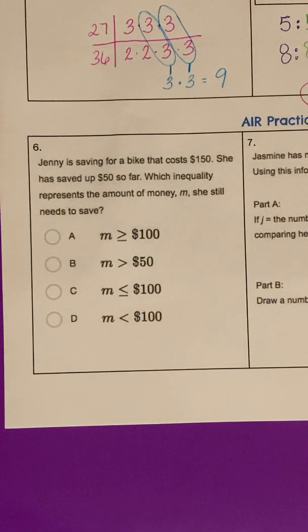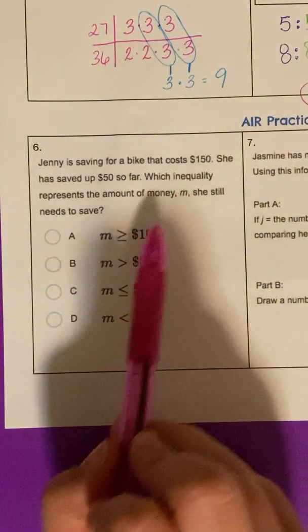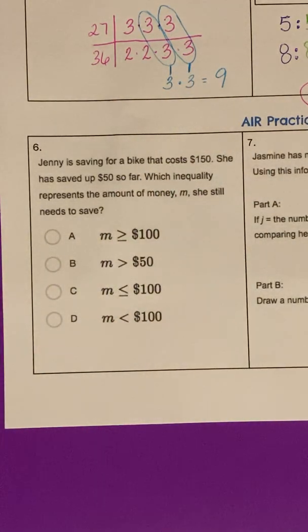Number 6, Jenny's saving for a bike that costs $150. She's saved up $50 so far. Which inequality, a side note, an inequality is going to have either less than, greater than, less than or equal to, greater than or equal to. So which inequality represents the amount of money, or M, that she still needs to save for her bike?